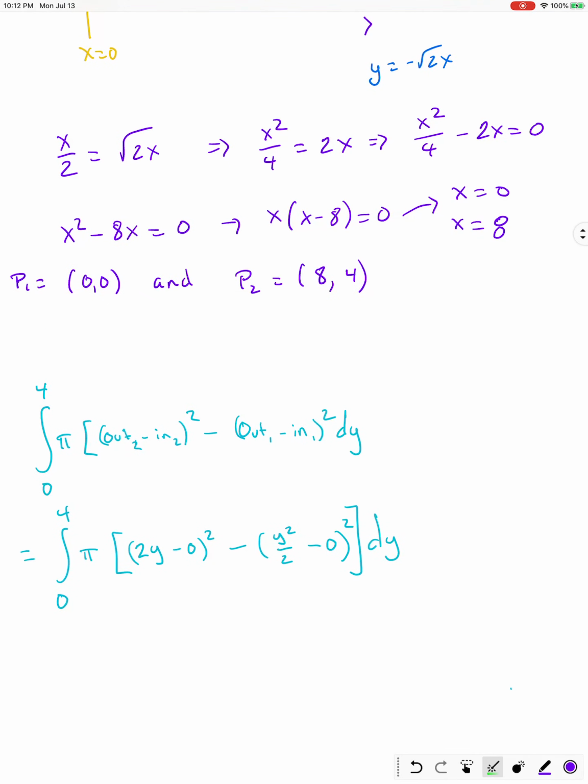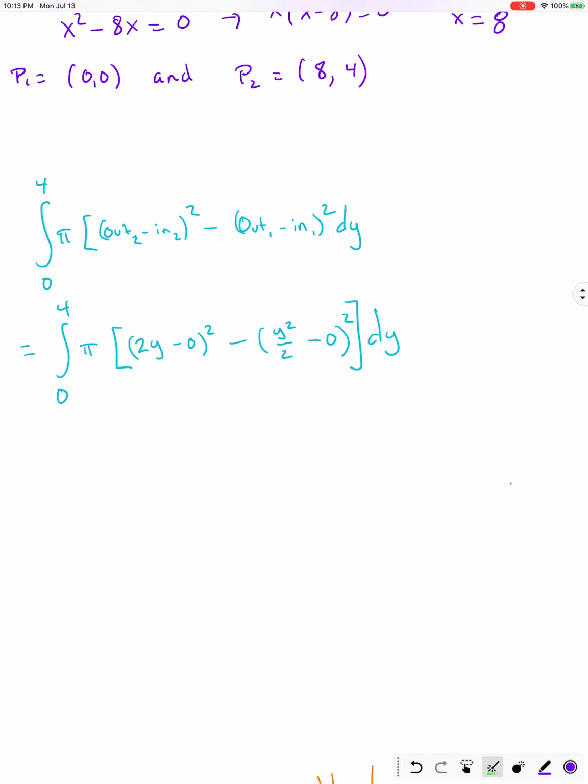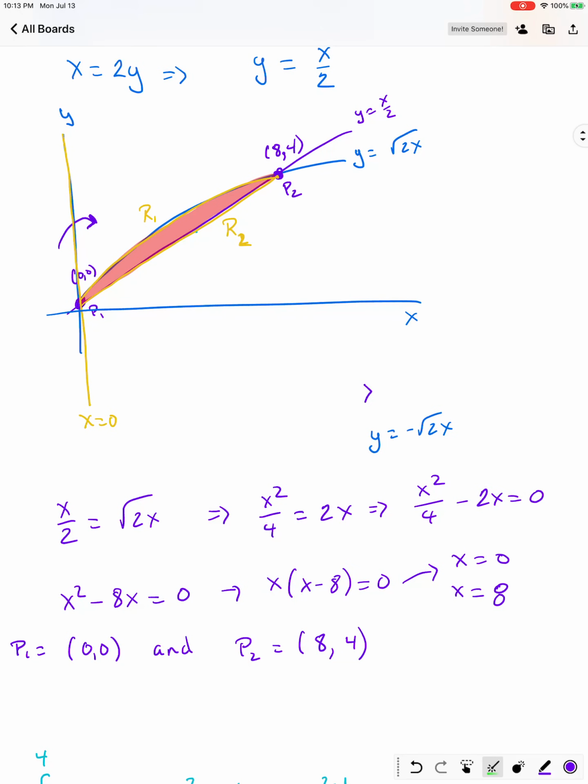Okay, now I just need to set up my integration, again remembering I'm going to do it with respect to y. With respect to y, I'm going in this direction, so I'm going from 0 to 4 on the y things. Then we multiply by pi, and we do the out minus the in. Remember we're spinning it this way around, so this part is the outermost part, and I labeled that R2 for out.